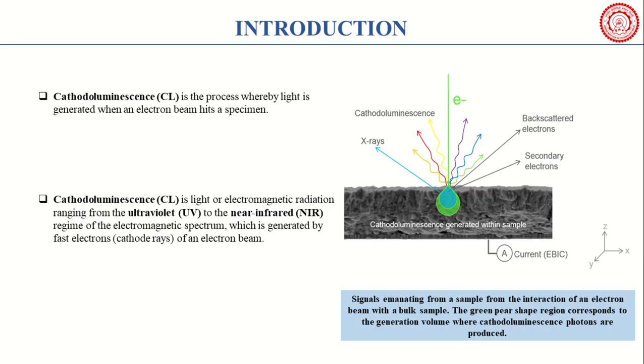Here is the image that is showing the signals emanating from a sample when the electron beam interacts with a bulk sample, and the green pear shape region corresponds to the generation volume where CL photons are produced.